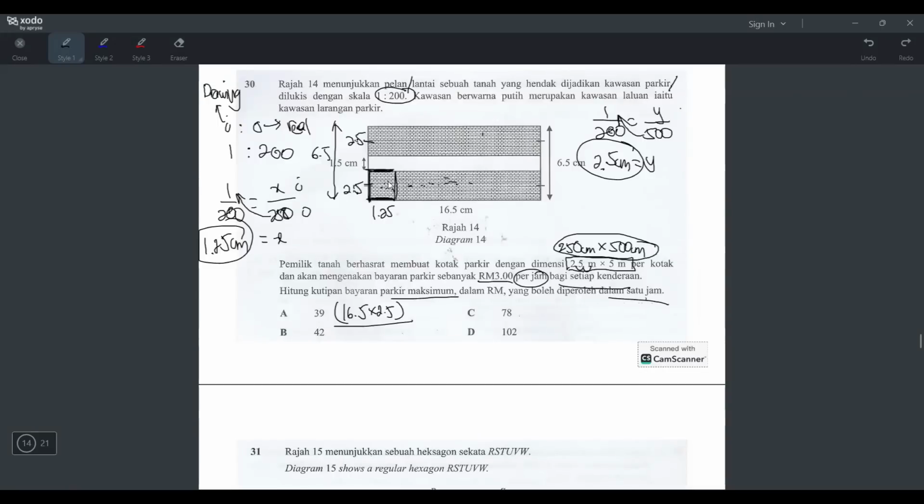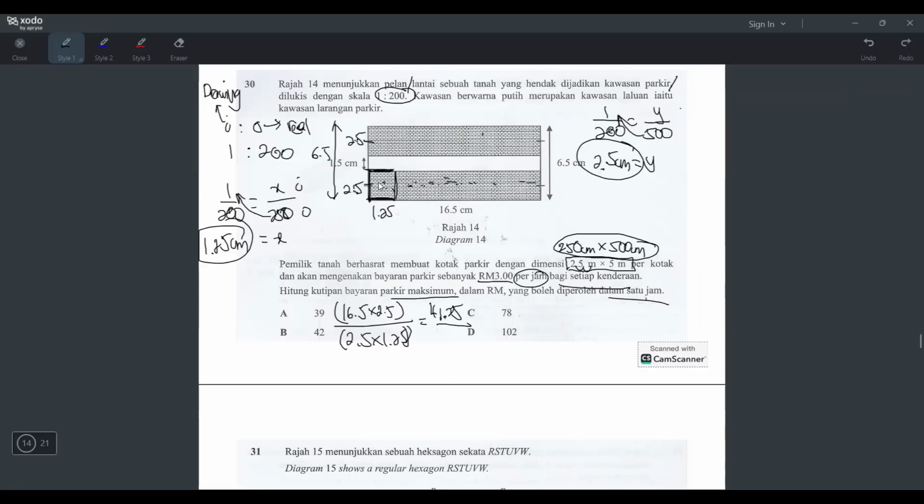Okay, sebab saya nak tahu ada berapa kotak parking saya boleh letak sini. So I have to divide with one parking space, which is 2.5 times 1.25, I guess, right? But I recommend you don't tekan the whole thing lah. You tekan atas dulu. 16.5 times 2.5. So you will get 41.25. This is the area of the whole rectangle.